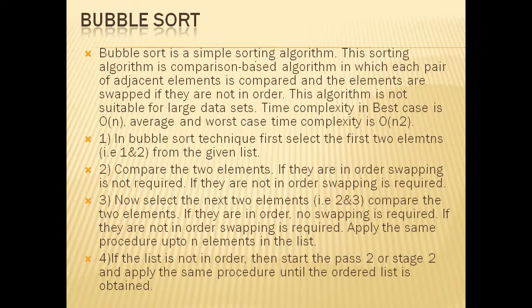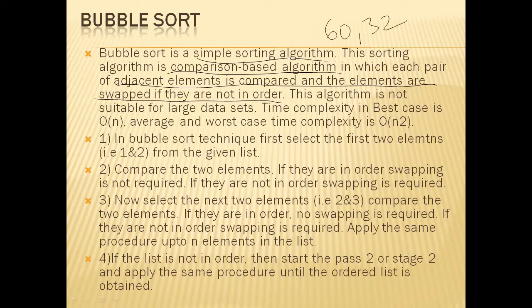It is a very simple sorting algorithm. We may call it a comparison based algorithm also. Bubble sort is a comparison based sorting technique. What we are doing here is that adjacent elements are compared and the elements are swapped if they are not in order. So assume I have two elements in a list, like 60, 32.